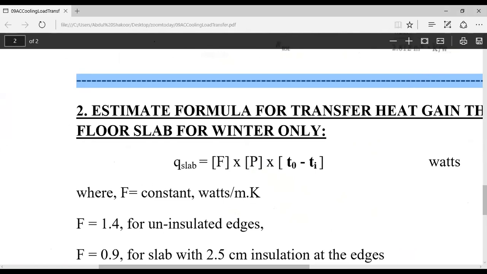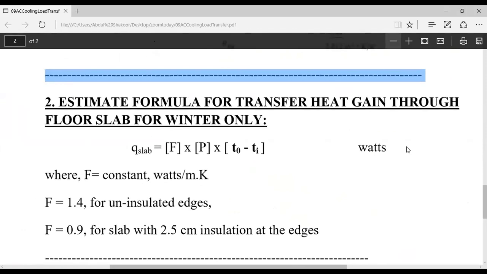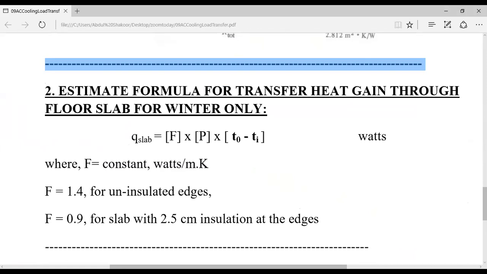This page shows the estimation formula for heat gain through the floor slab. Remember, through the floor slab, in our atmospheric conditions in summer, it is usually not required. It is required in winter in cold countries because a lot of heat transfer takes place to the earth. Heat loss takes place through the earth from the inside air.